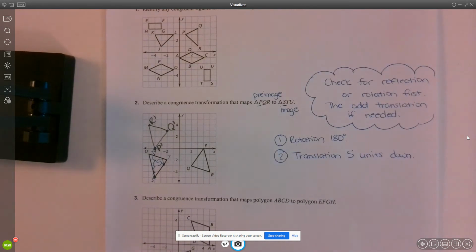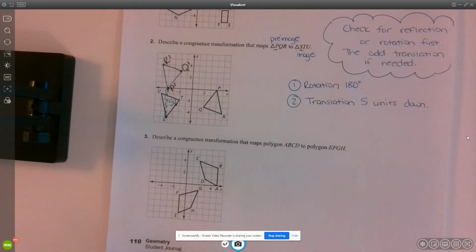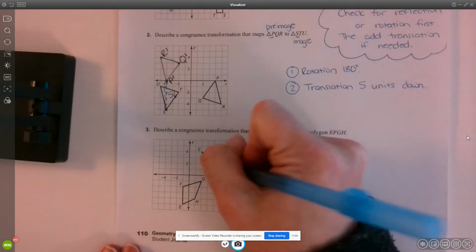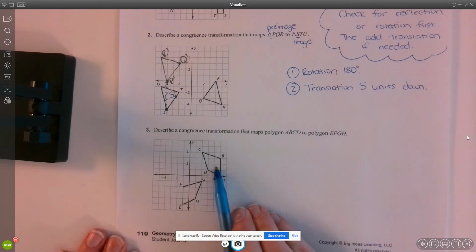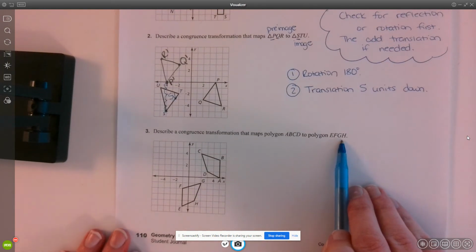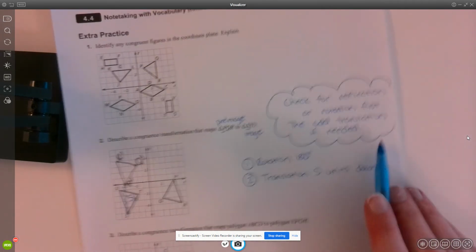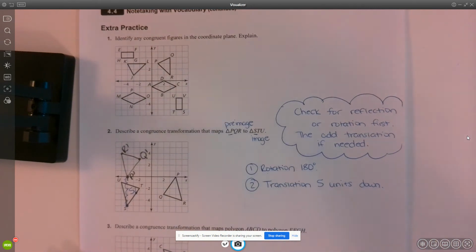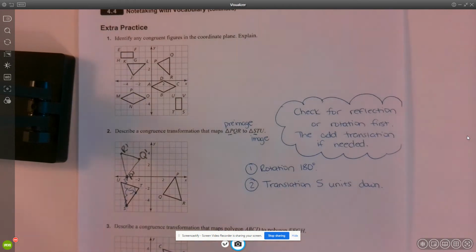There are others, but this is the one that I came up with. We're going to do the same thing for number 3. We need to describe a congruence transformation that maps polygon ABCD, so this is our pre-image, this is what we're starting with, to polygon EFGH. So first, like I said in my little tip for you, check to see if we have to do a reflection or a rotation first. Then you can always add a translation if you need to.